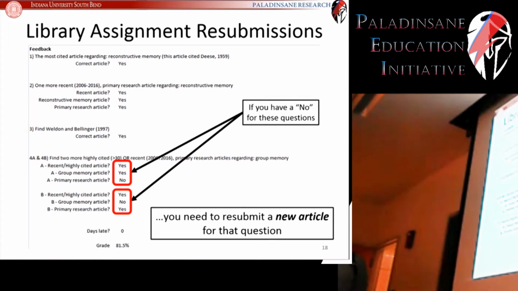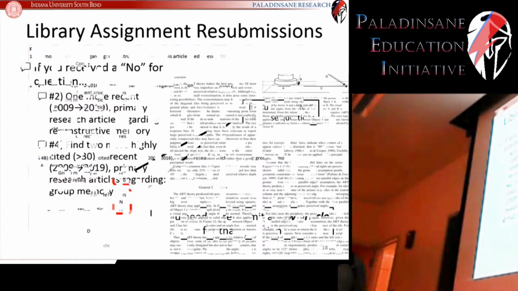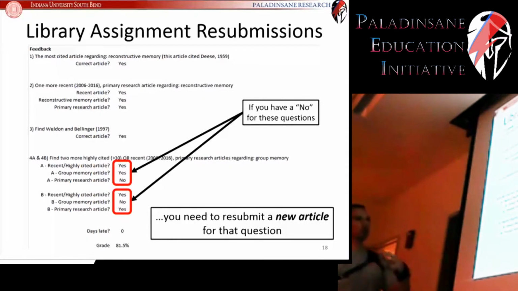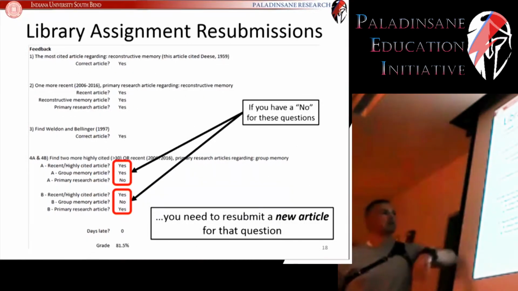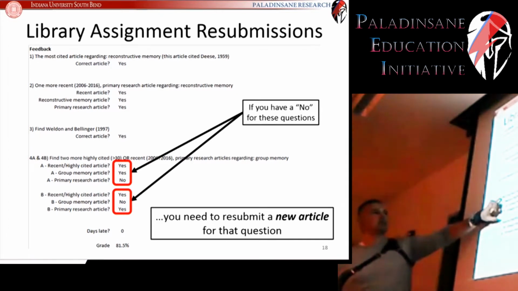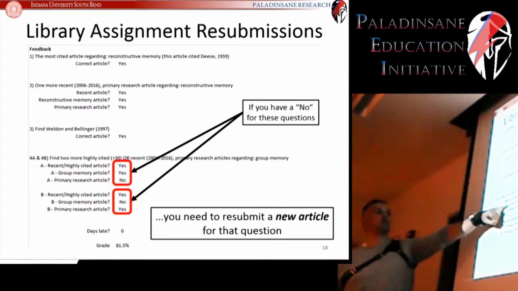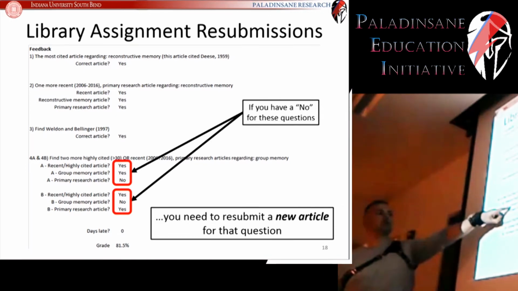So again, if you take a look at your feedback, if you received no on any of those, you need to submit a new article to be approved for writing your final research paper. So again, 1 more recent primary research article regarding reconstructed memory, or 2 more highly cited or recent primary research articles regarding group memory. And just to be very clear on this feedback, most of the recent and highly cited ones, or the recent articles, most people got that correct. For the group memory article, a lot of no's occurred here.